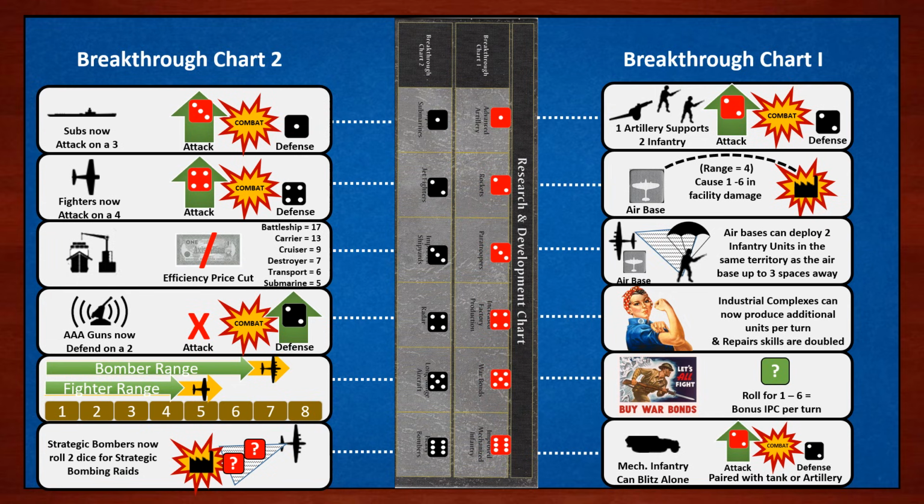When a new breakthrough is discovered, players place one of their control markers on the technology space on the breakthrough chart. Other players can discover the same technology, but technologies cannot be shared amongst players.